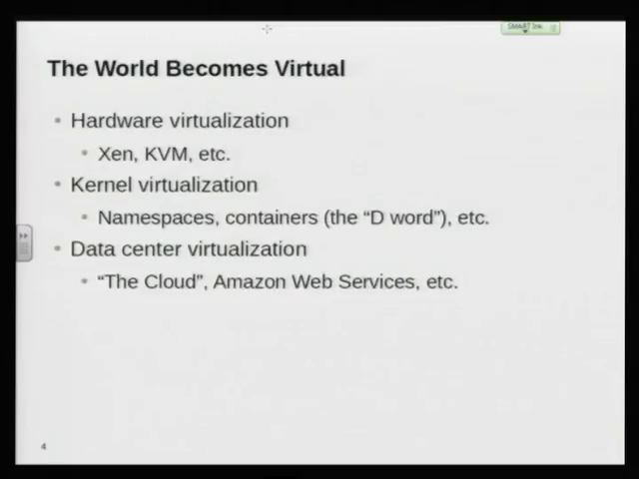So things started changing. The world started to become virtual, right? We started off with hardware virtualization. First we had Xen, and that was kind of neat. Then we had KVM, and that was really neat. Then we started virtualizing the kernel. We had namespaces, and did anybody go to Dan's talk?